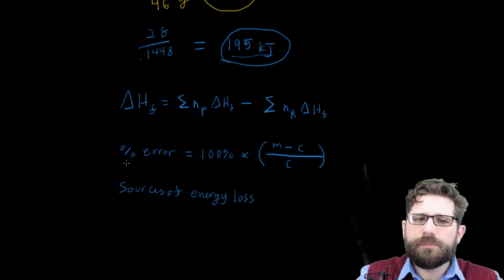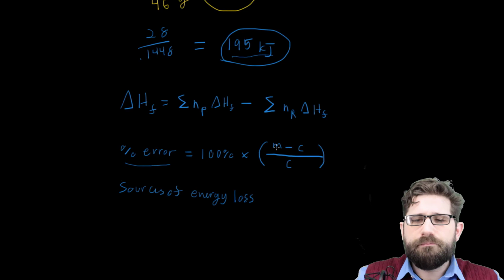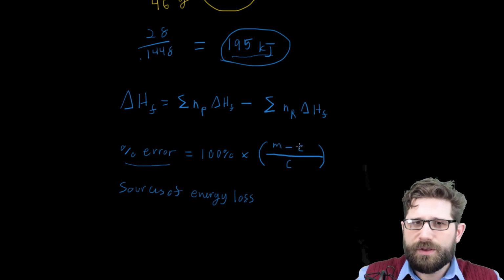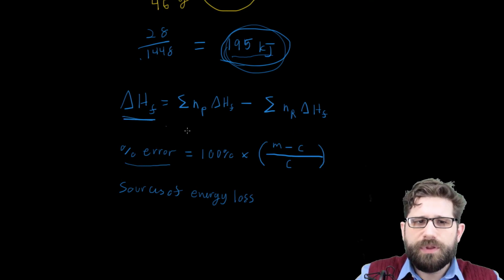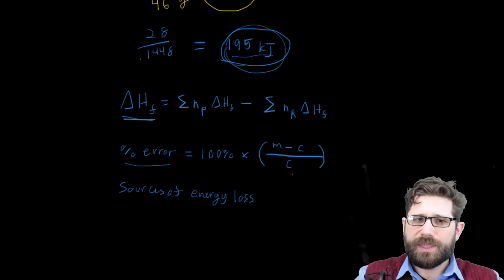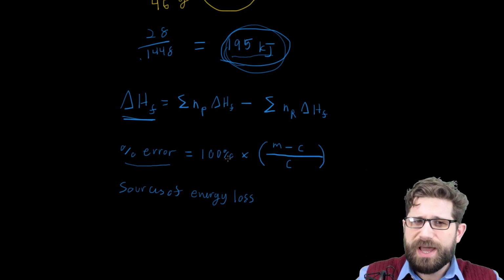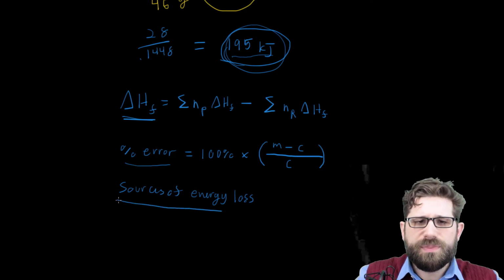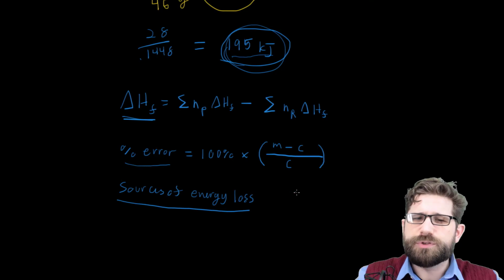Then calculate your percent error by taking 100% times the measured minus the calculated value. So the measured would be that guy. The calculated would be that guy. Divided by the calculated value. That'll give you the percent error of your actual experiment. Now, these will probably be pretty high. You'll probably have a lot of error in this. And with that in mind, you want to explain possible sources of energy loss in this lab.